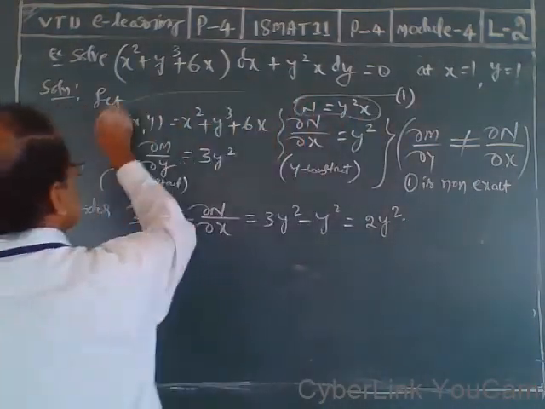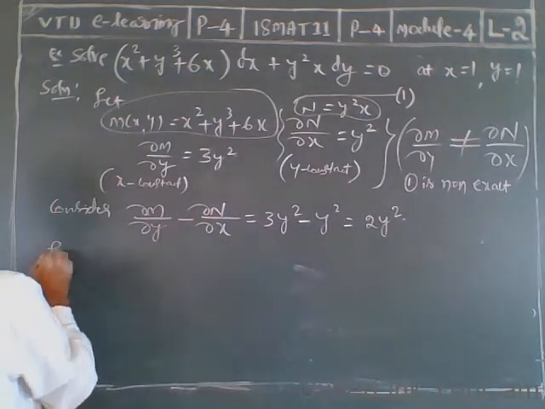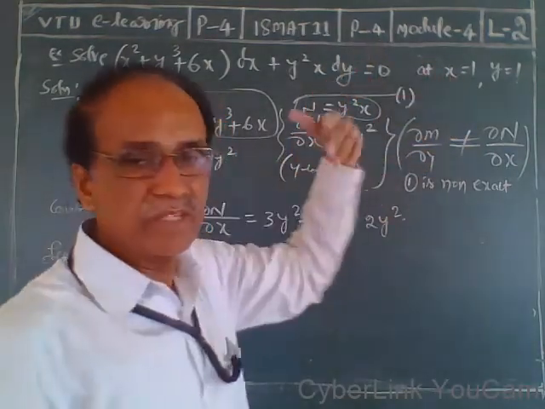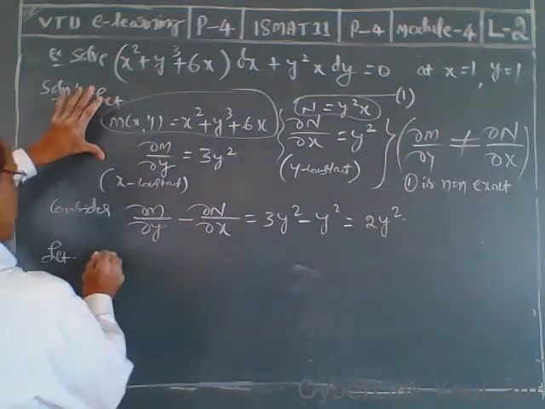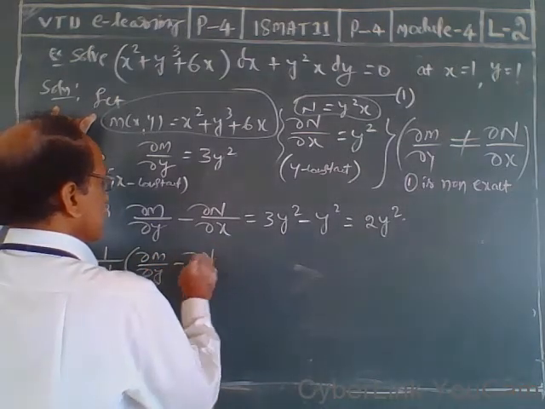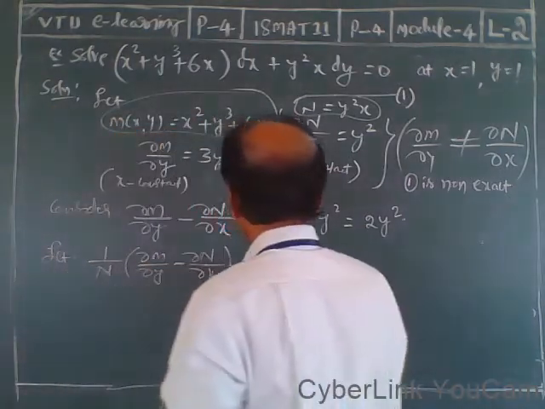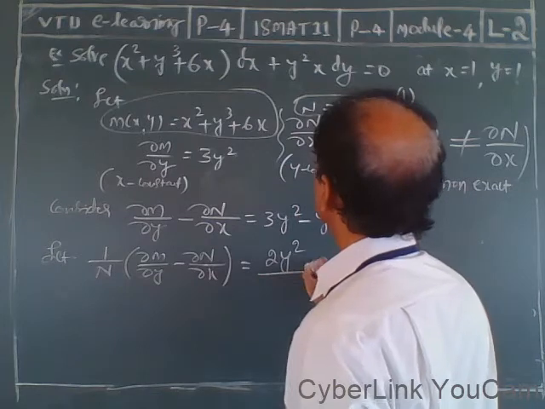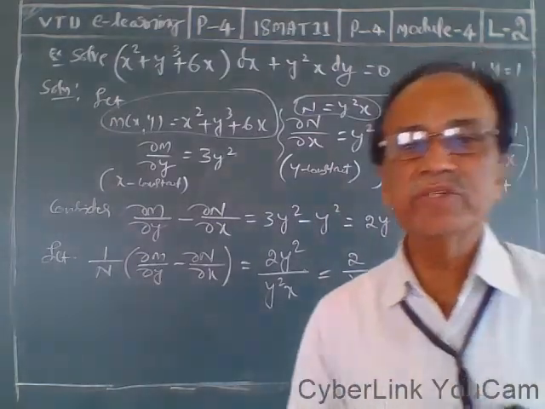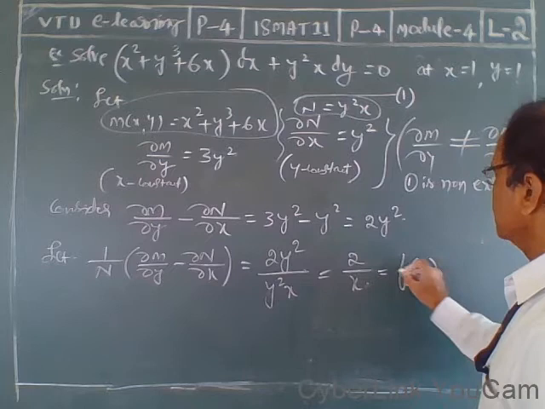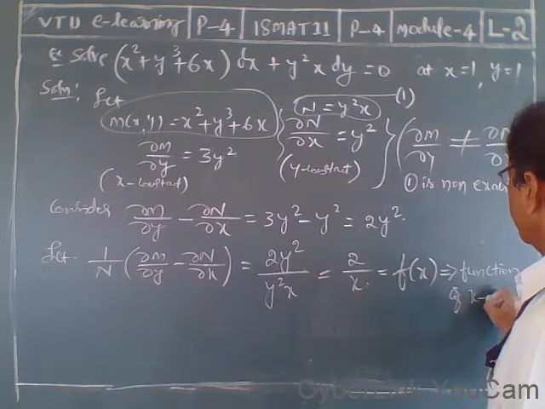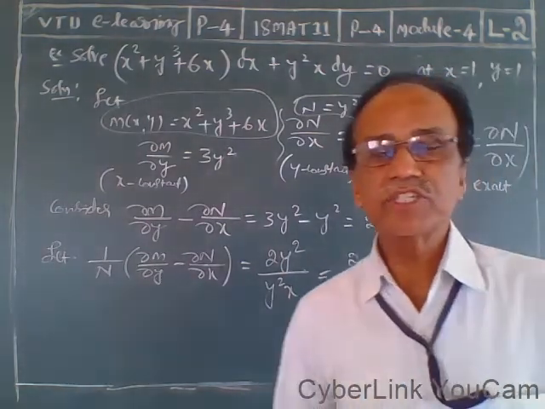N is y square x, and M is this value. That is only the general observation you have to make: after taking the difference, by which term it can be divided. Then 1 divided by N times (del M by del y minus del N by del x) equals 2y square divided by y square x, which is 2 divided by x. As per the theory we discussed, this is f of x, a function of x alone. We can easily take it like this.